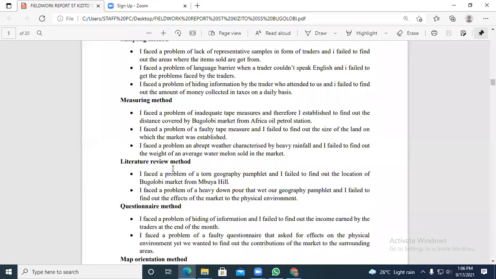Then literature review: you face a problem of torn geographical materials and information that is not clear. Maybe the paper is soaked, maybe the paper is faded, and then you can't see clearly the things that are there. And then a heavy downpour, you cannot get that paper or that pamphlet to see clearly the things that are there.